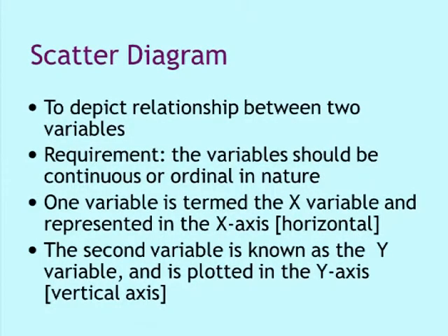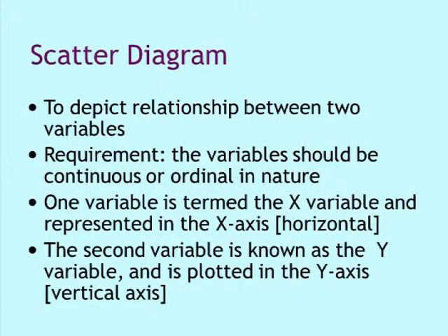Let's move on to scatter diagrams now. To depict the relationship between two continuous variables, we use what we call a scatter diagram. Please do remember that scatter diagrams are not used for depicting categorical data. You need continuous data, or data which is measured on a ratio scale, in order to put on a scatter diagram. These variables cannot be nominal in nature.